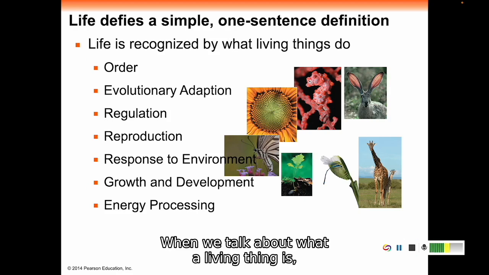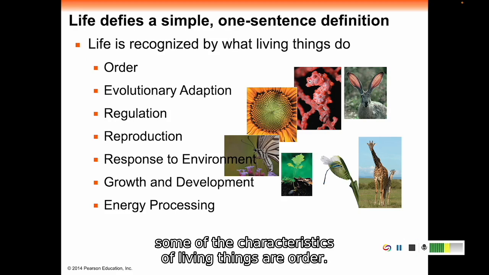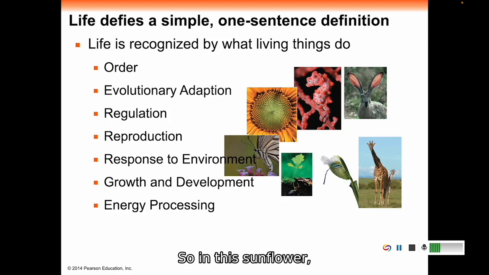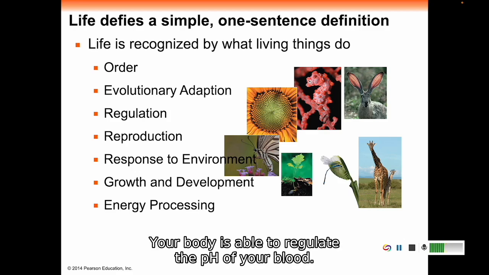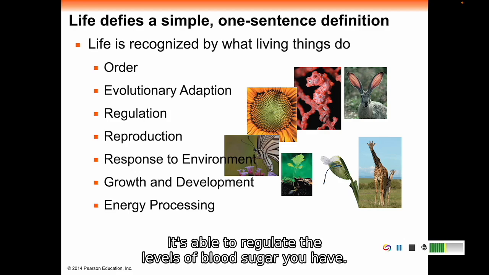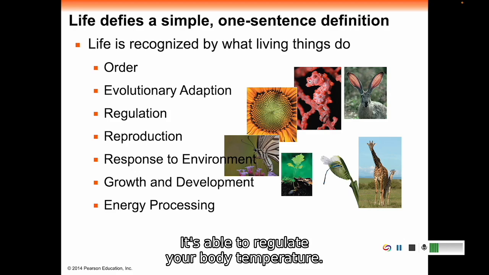When we talk about what a living thing is, some of the characteristics of living things are order. So in this sunflower, it's arranged in an ordered pattern. On your body, you have an order to left and right, front and back, top and bottom. One is evolutionary adaptation, like the dandelion seed that we just saw. One is regulation. Your body is able to regulate the pH of your blood. It's able to regulate the levels of blood sugar you have. It's able to regulate your body temperature.